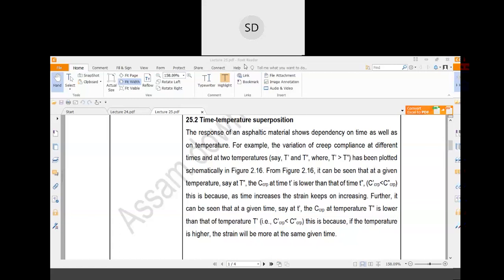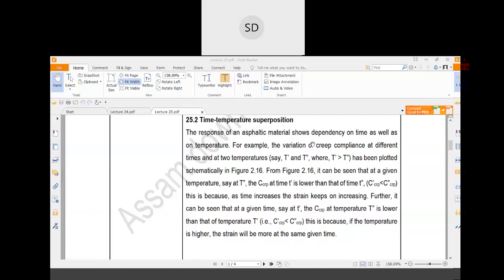The response of an asphaltic material shows dependency on time as well as on temperature. Basically that means the nature or characteristics of the asphaltic material changes along with the time and the temperature at which that material is.